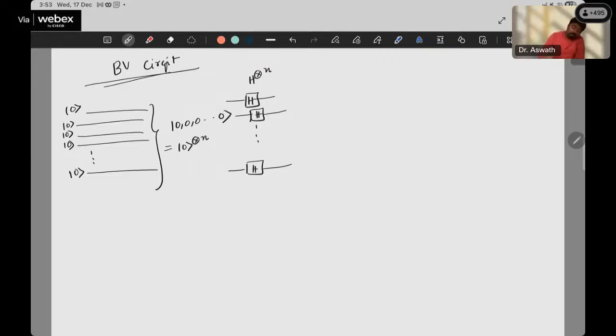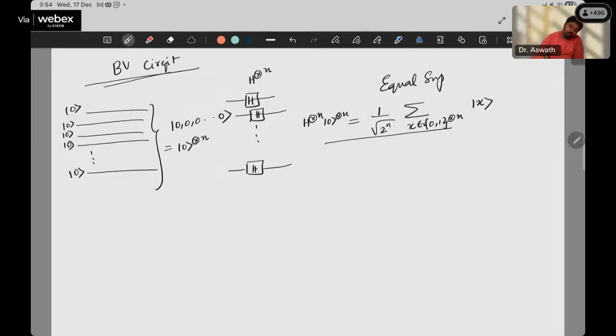So what is the result here? The result is H tensor n acting on |0⟩ tensor n is 1 by 2 to the power of n, summation over x belonging to {0,1} tensor n, ket x. Right now I have just created an equal superposition. This is the equal superposition state.